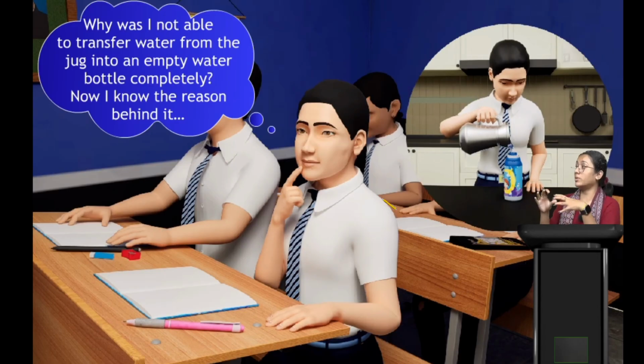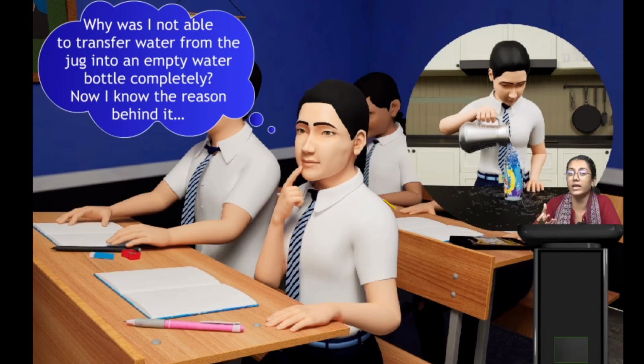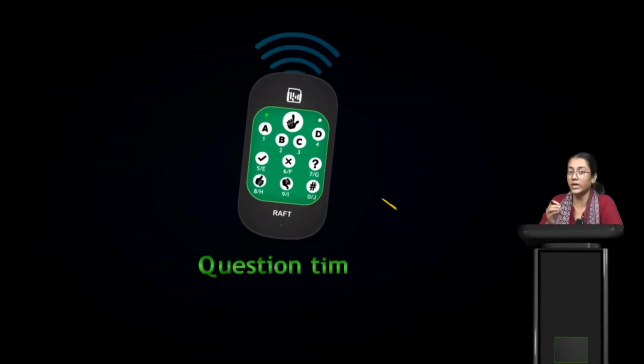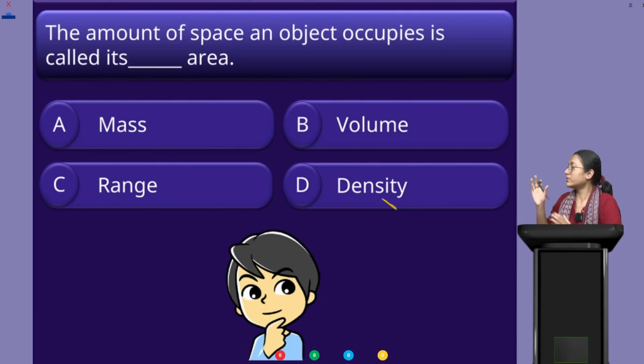So now one student is thinking something: why was I not able to transfer water from the jug into an empty water bottle completely? Now I know the reason behind it. Why? Because the volume or the capacity of that bottle was limited. That means it was able to hold a certain volume of water. And when that volume filled up, the extra amount of water got spilled out. I hope the thing we have discussed, you have understood. Okay, so next let's see our next question.